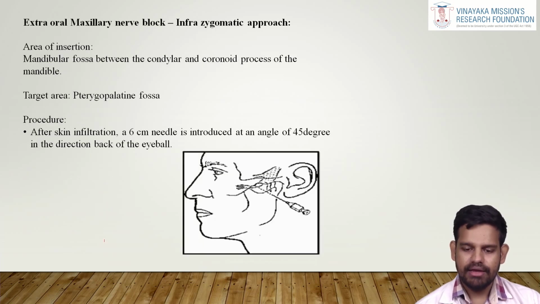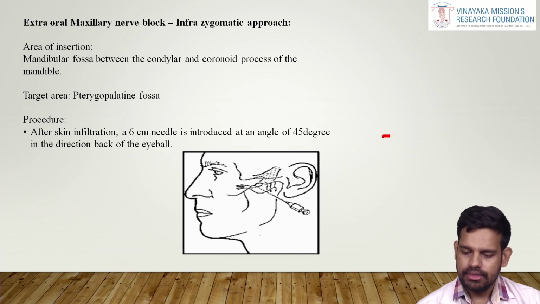The other technique is the infrazygomatic approach. What we saw earlier was the suprazygomatic approach. Now we come to the infrazygomatic approach. Earlier the injection was above the zygomatic bone, now it is below the zygomatic bone. The mandibular fossa between the condylar and coronoid process of the mandible is the area of insertion. The target area is the pterygopalatine fossa. There the needle of insertion was close to the foramen rotundum. Here we target the pterygopalatine fossa.